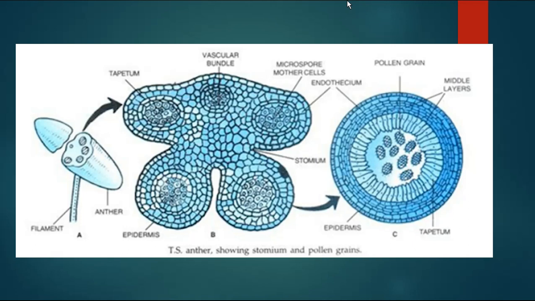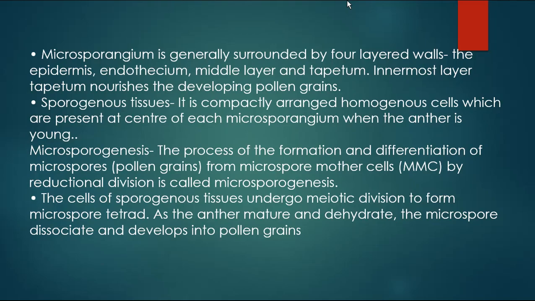Cells of the tapetum possess dense cytoplasm and generally have more than one nucleus. When the anther is young, a group of compactly arranged homogeneous cells is called the sporogenous tissue. It occupies the center of each sporangium. Each cell of the sporogenous tissue is capable of giving rise to a microspore tetrad. Each one is a potential pollen or microspore mother cell.